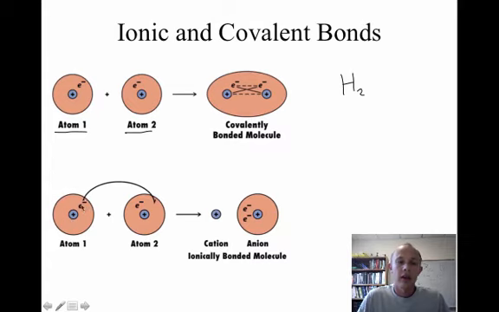In an ionic bond, an electron is transferred from one atom to another. This atom becomes positively charged. Since it's lacking an electron, this atom becomes negatively charged. And those positive and negative charges attract one another in an ionic bond. Sodium chloride is a good example of an ionic compound.